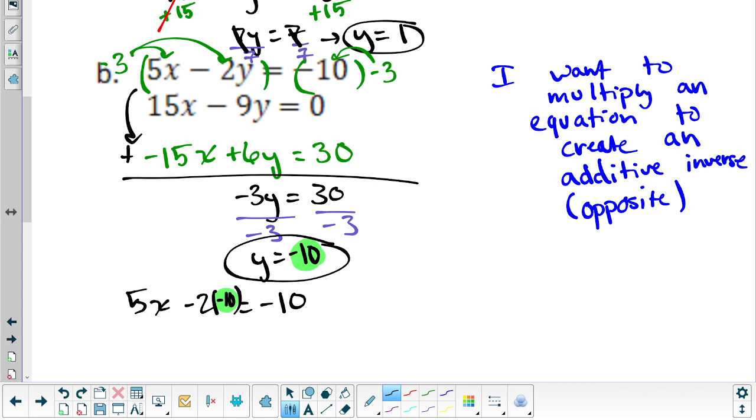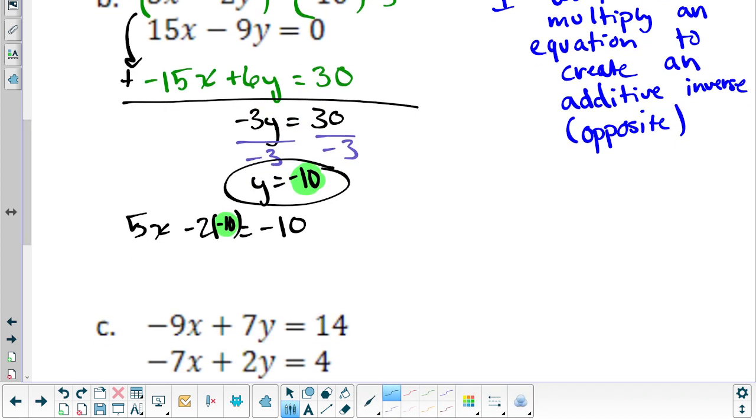Instead of writing y, I know that y is now negative 10. So I'm going to substitute it in. And now I just need to simplify and solve. So negative 2 times negative 10 is positive 20. So this becomes 5x plus 20 equals negative 10.